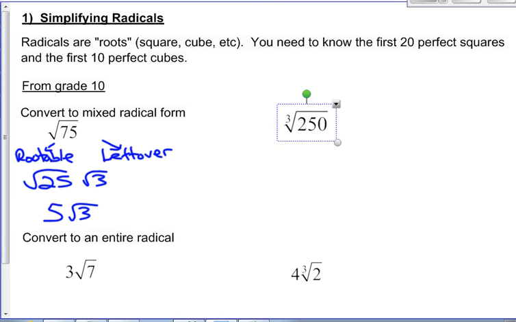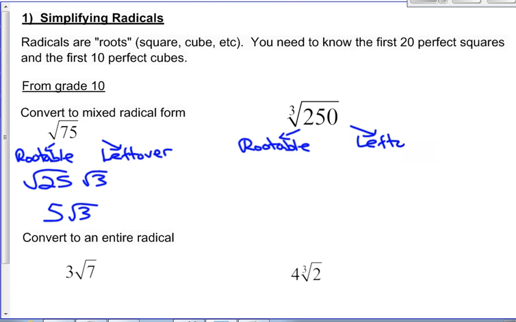Let's do one with the cube root. I've got the cube root of 250 here. I need to split it apart into a rootable part. So this time it'll be a cube root and leftovers. Now my perfect cubes are going to be important here. They're 1, 8, 27, 64, 125, and up from there, 216. 216 is going to be too big. But 125 is a number with a cube root, and I can split 250 into it. What are my leftovers? Well, 250 is 125 times 2.